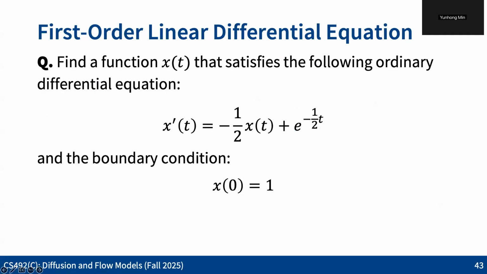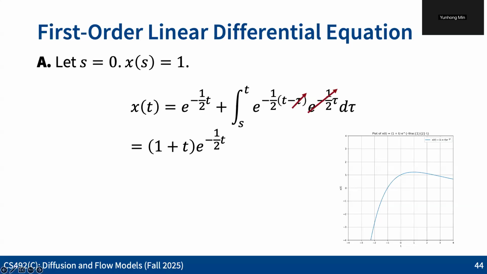Let's try this. Is it the same as what you get? I just plugged everything into the formulation that we have seen, and these cancel out, and we can say that actually x_t becomes this simple form, right?